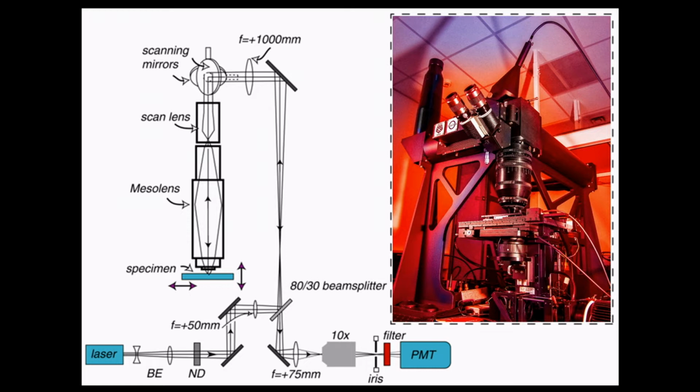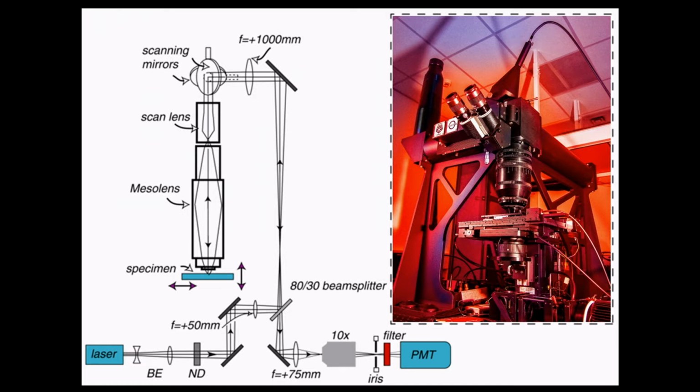So we began by taking our Mesolens, because we had one at that time, and because it's too big to incorporate in a standard microscope, we built the microscope around the lens itself. So we used the ordinary point scanning confocal principle, where we have a laser illuminator.